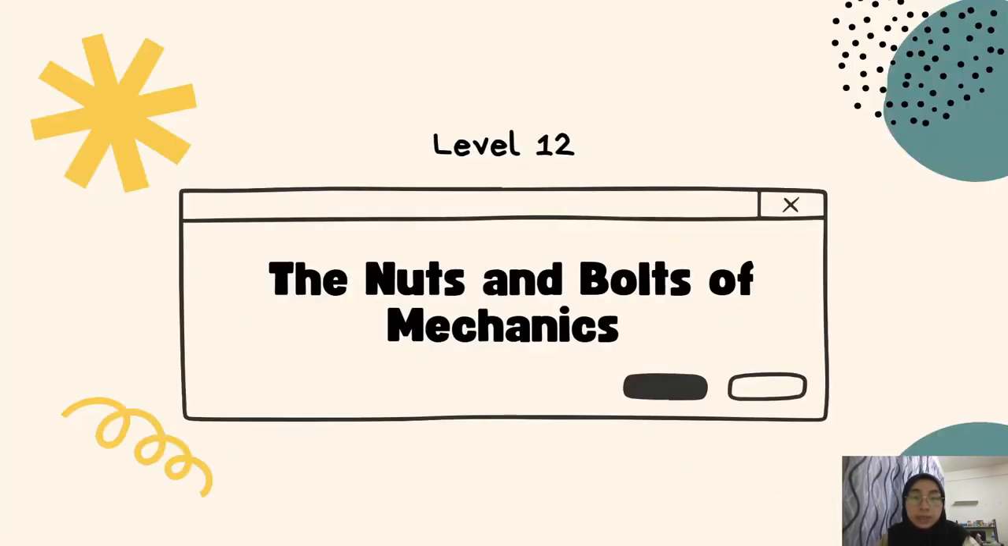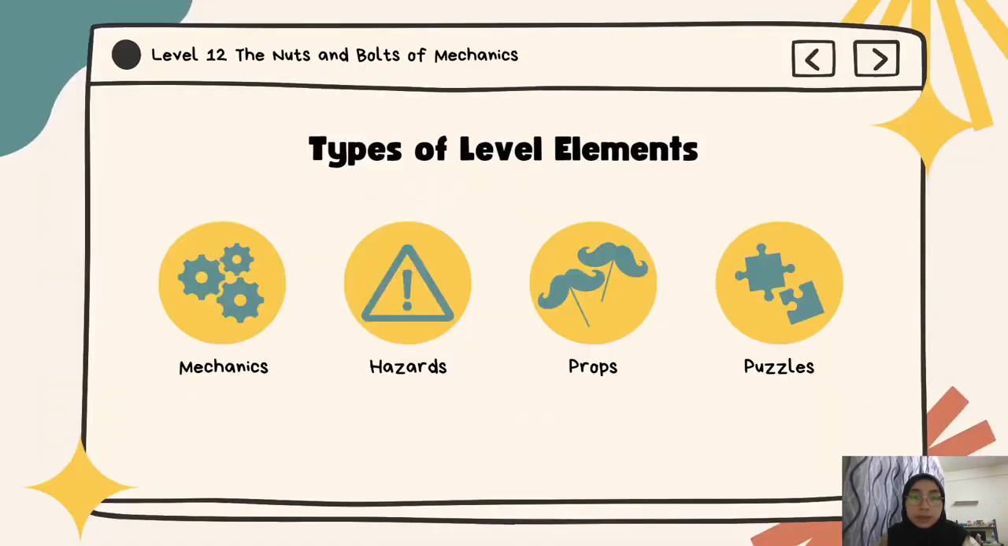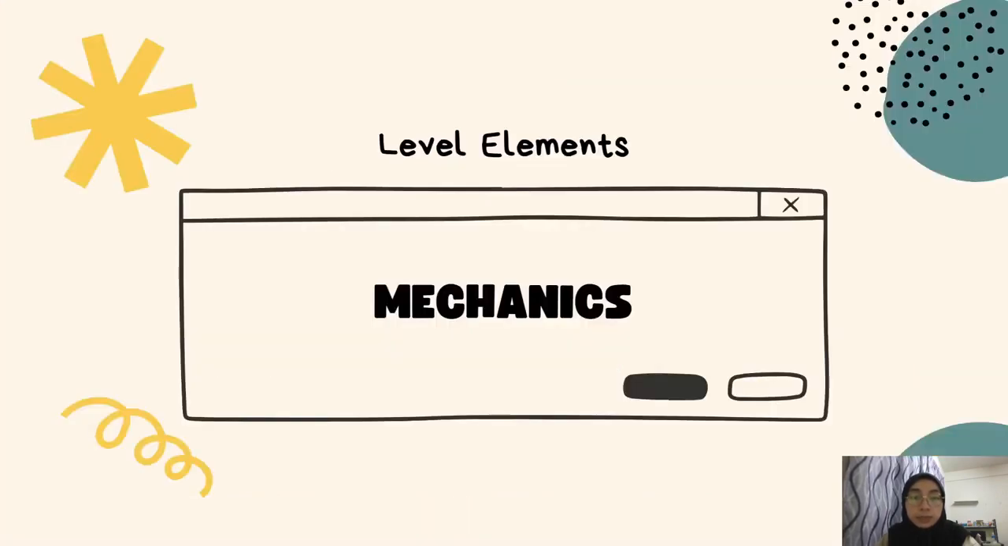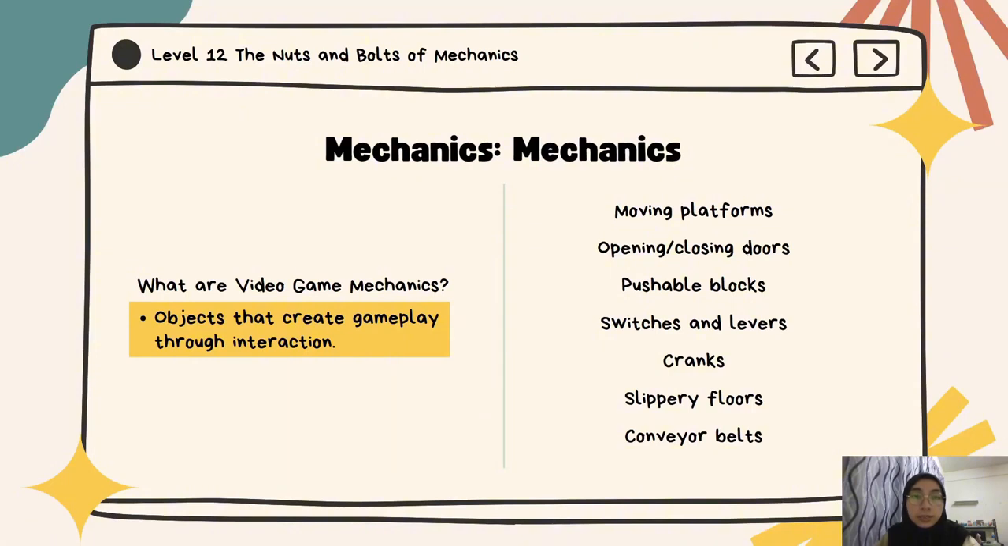Next is level 12, the nuts and bolts of mechanics. Good levels need obstacles and interactions to create engaging gameplay. There are four main types of level elements: mechanics, hazards, props, and puzzles. Mechanics are objects the player interacts with to create gameplay. Common video game mechanics include moving platforms, doors, pushable blocks, switches and levers, cranks, slippery floors, and conveyor belts.